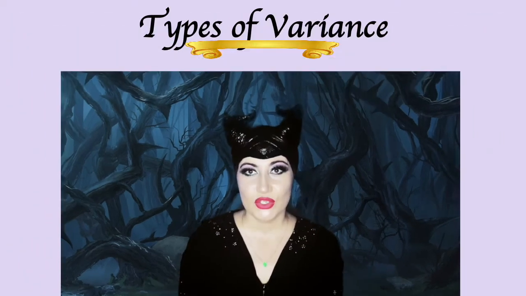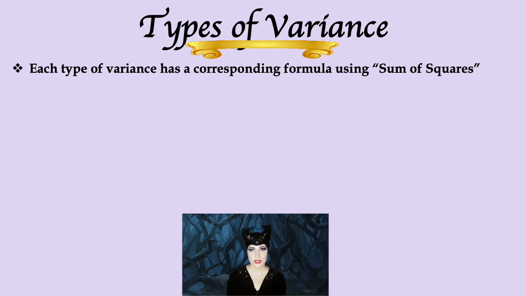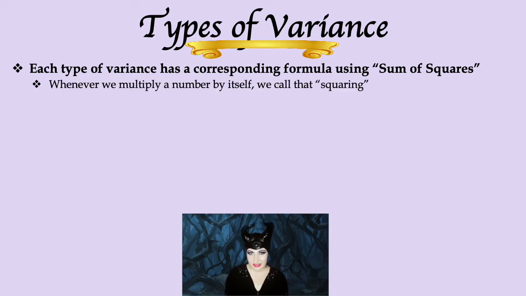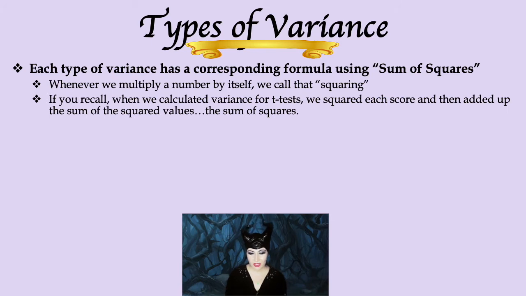And the total variance would be adding up the between group, within group, and subject variance to receive my total variance. So each type of variance has a corresponding formula using what is called the sum of squares. Whenever we multiply a number by itself, we call that squaring. So if you recall, when we calculated variance for t-tests, we squared each score and then added up the sum of all of those squared values, aka the sum of squares.